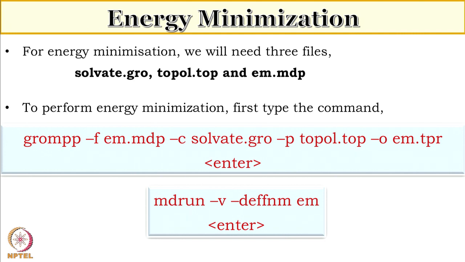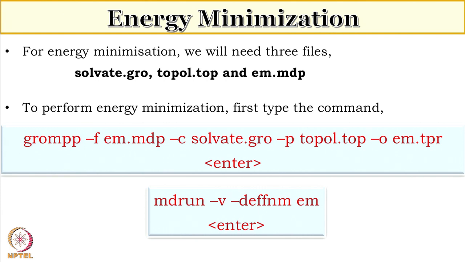So to perform energy minimization, we will first need a TPR file. To generate a TPR file, we will use the command grompp -f em.mdp, which is my energy minimization molecular dynamics parameter file, then -c solvate.gro, which is the Gromacs structure file, and -p topol.top, that is the topology file, and then -o em.tpr, that is my output file.